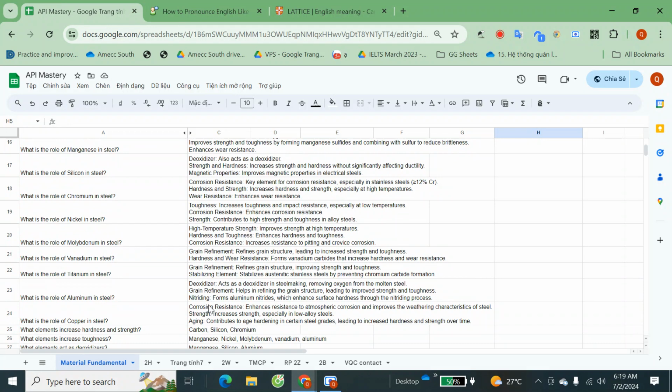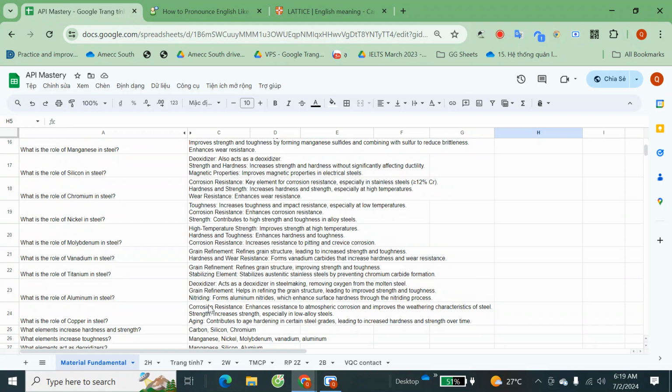What is the role of vanadium in steel? Grain refinement. Refines grain structure, leading to increased strength and toughness. Hardness and wear resistance. Forms vanadium carbides that increase hardness and wear resistance.